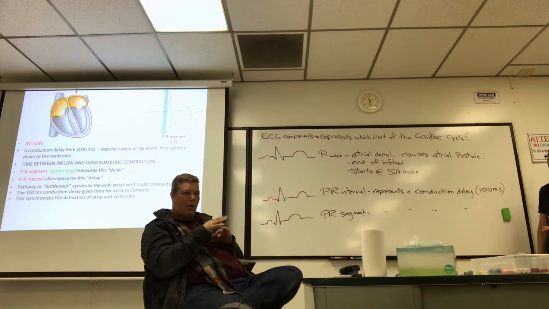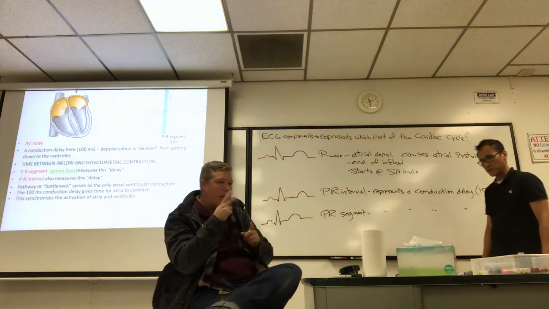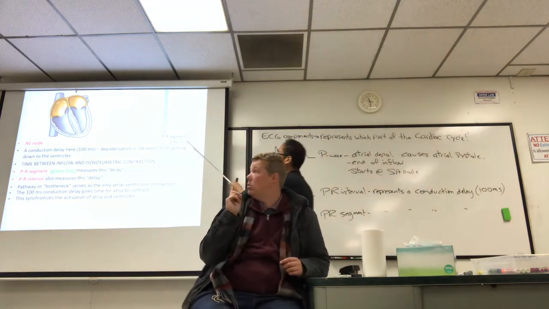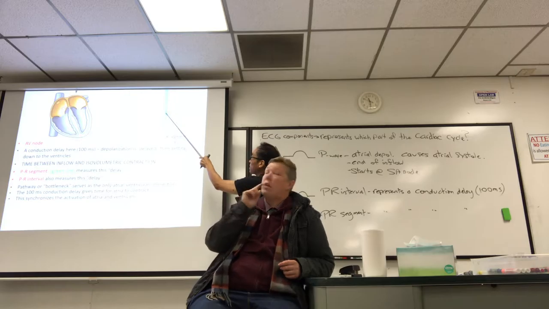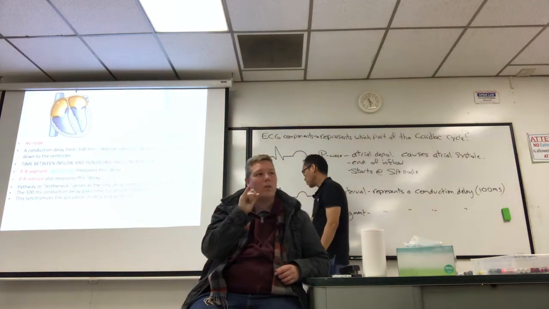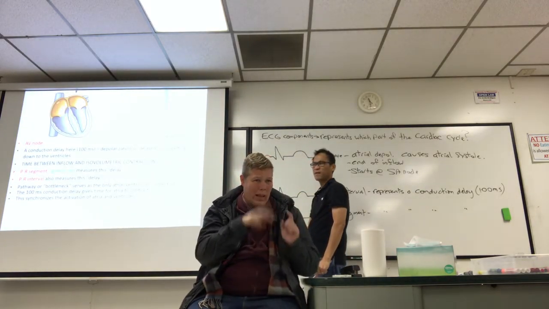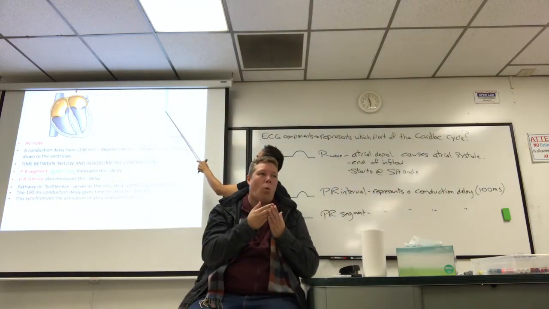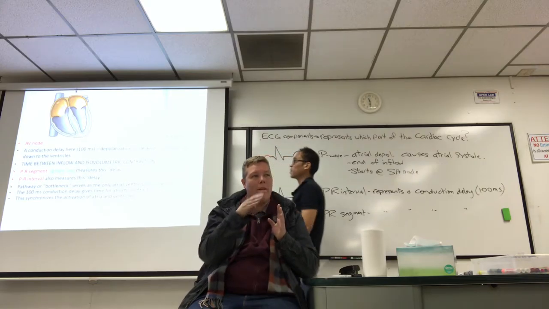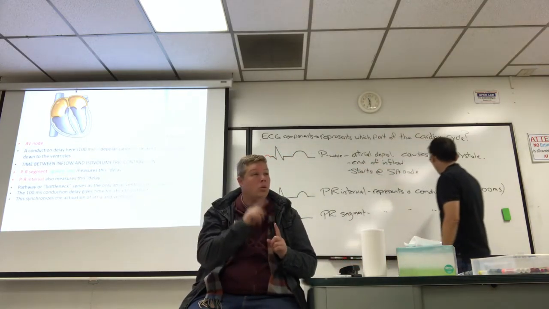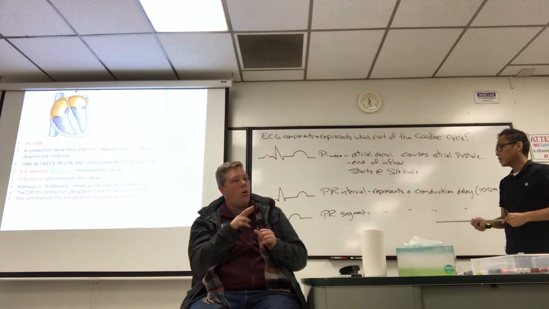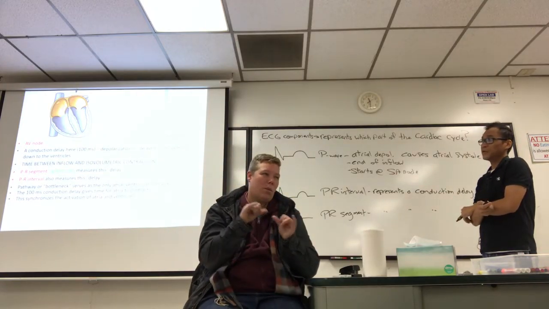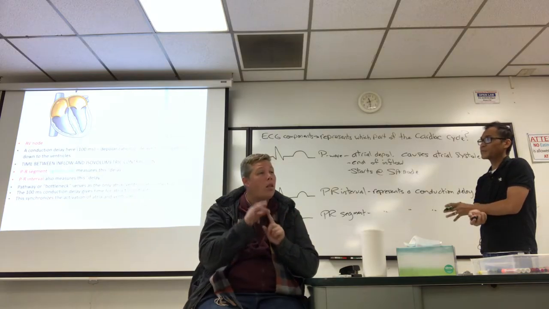Usually you can't see the PR segment. It's very difficult for students to see because, look at mine. See how there's a little bump in the segment? That's just noise. The students are like, oh, I can't see a little flat line there, I don't know what to measure. Well, just measure the whole P wave all the way up to there. So you can use the PR segment to estimate a conduction delay, but usually you tell students to avoid measuring the PR segment unless you can see it. So they both represent the delay.